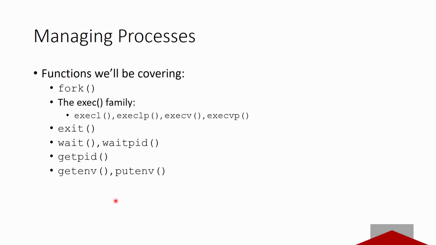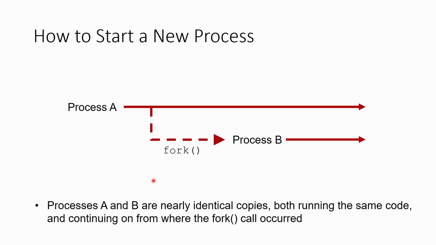So the top one is called fork. And fork is going to be used to actually spawn off copies of our processes. The exec family is used to execute new processes. Exit is used to terminate. Wait and waitpid are used to clean up resources from child processes. GetPid gets the process ID of whatever process runs it. And getEnv and putEnv are for getting and setting environment variables.